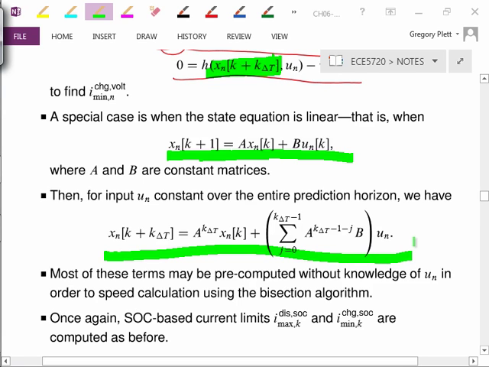So the state of our model, k delta t samples in the future, is equal to the state of the model right now, given to me by the Kalman filter, multiplied by a matrix A to the k delta t power, plus this thing here, which is a matrix I can pre-compute, multiplying u_n. In fact, it's a vector I can pre-compute multiplied by u_n.